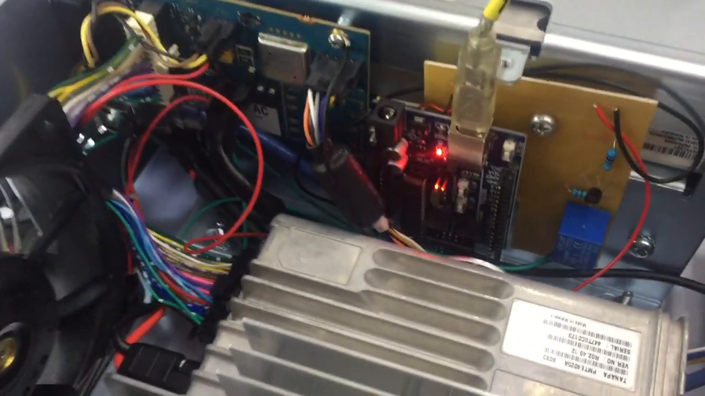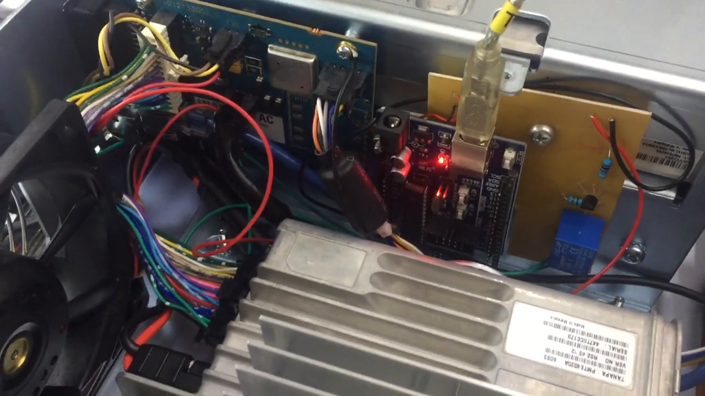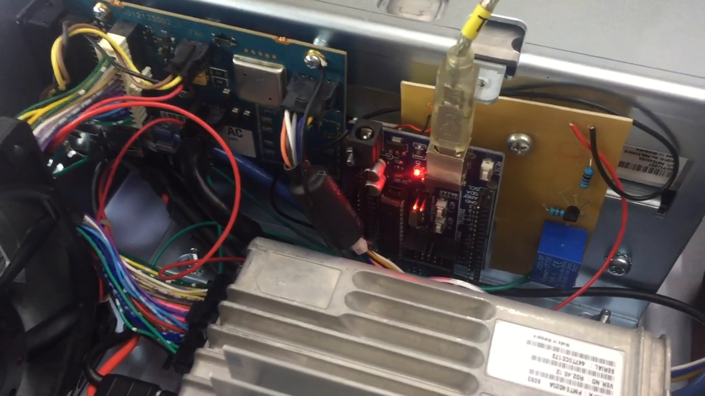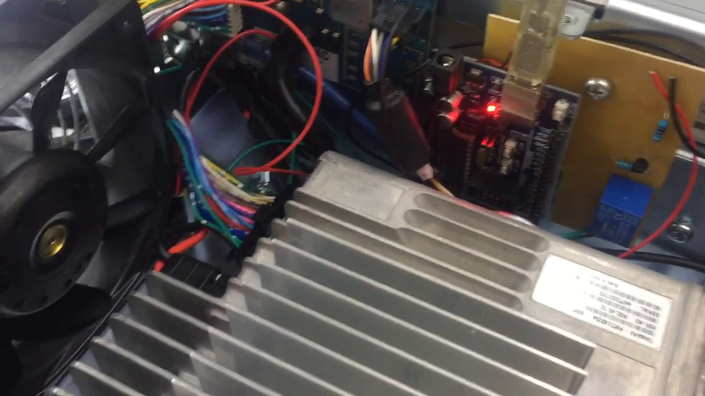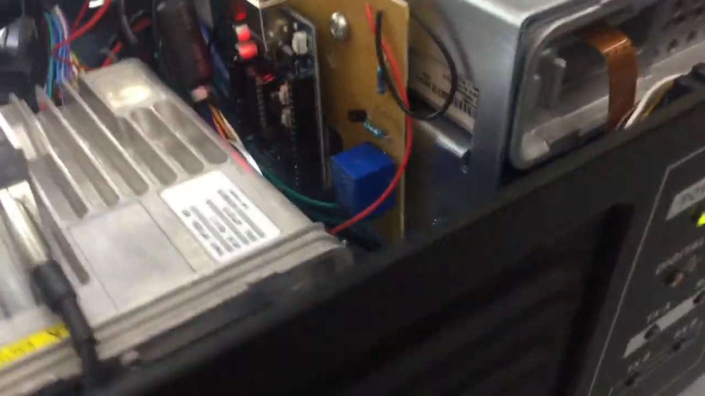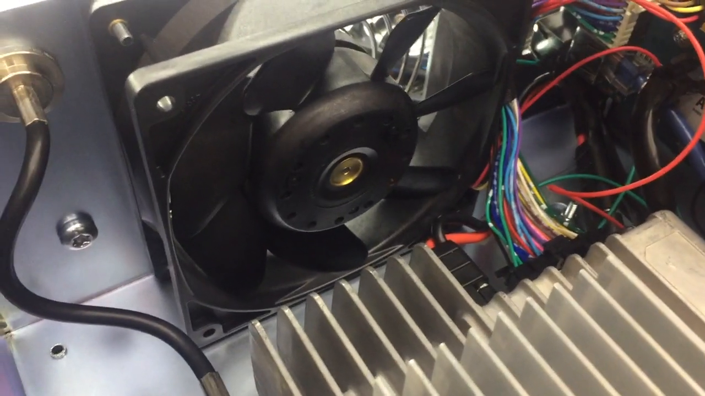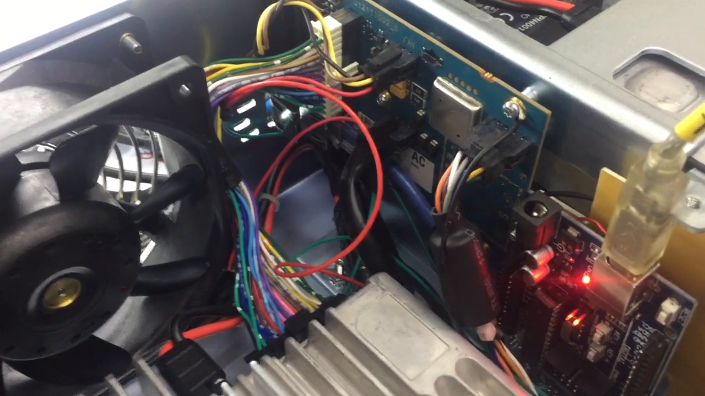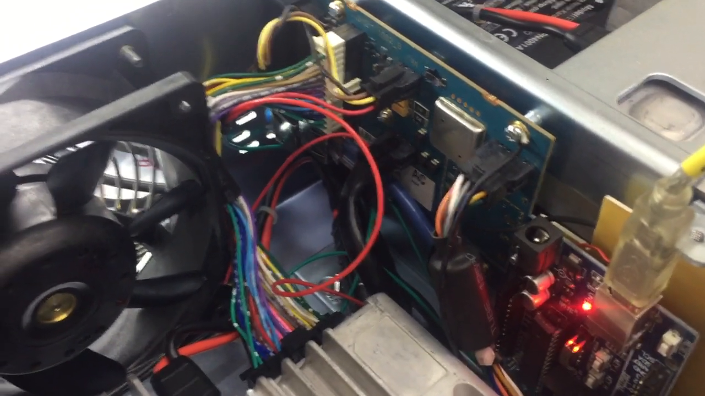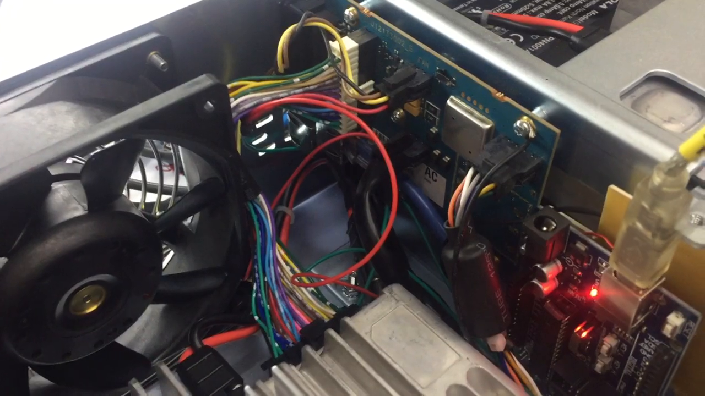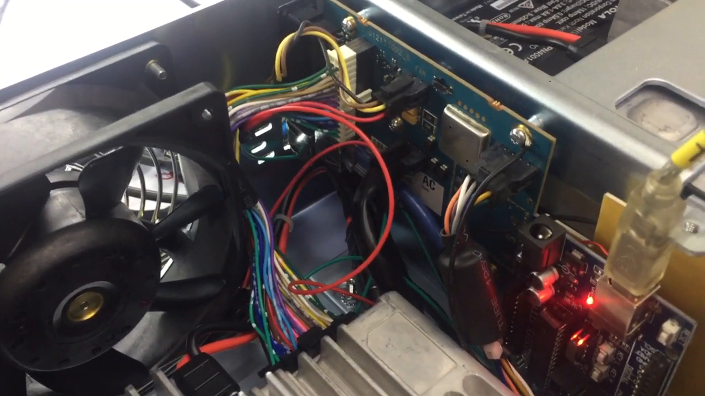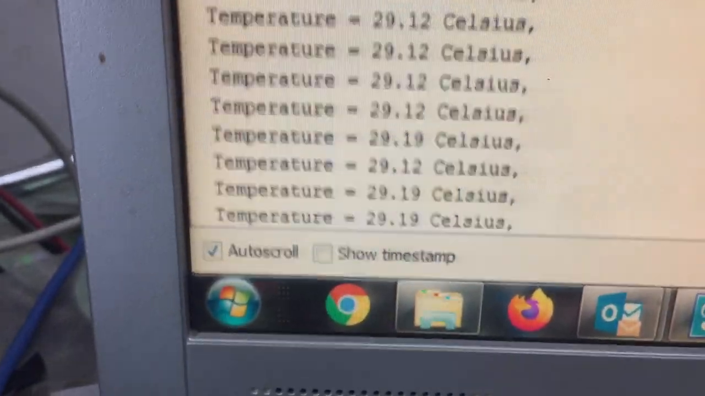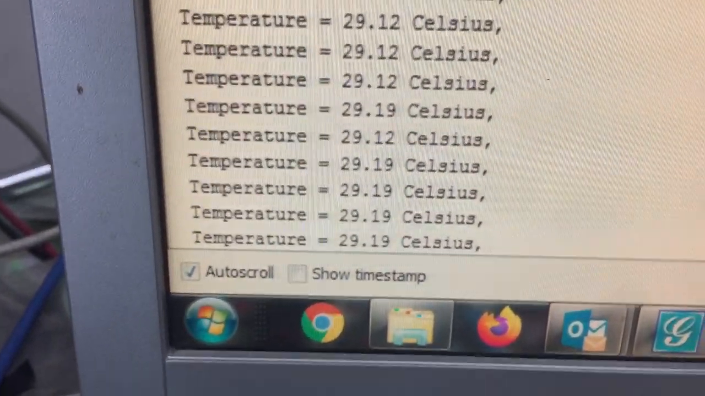Hi, this is the repeater Vertex VXR70. I added the thermal control for the fan, so the repeater is switched on now, but the fan is not activated. I programmed the thermal control to start at 30 degrees. Now it is 29.12. This is the temperature of the heatsink.